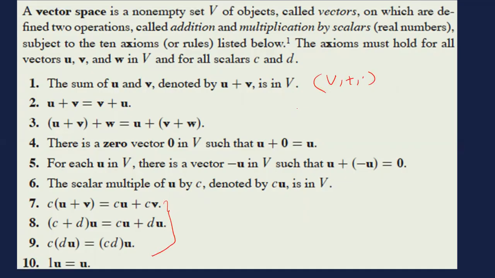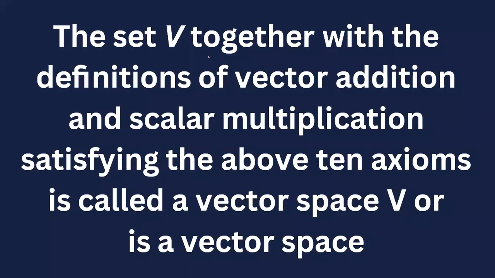Okay, next, I'll give some examples. The set V together with these definitions of vector addition and scalar multiplication satisfying the above 10 axioms is called a vector space V, or V is a vector space. Some examples. I'm explaining to you the examples of vector space.